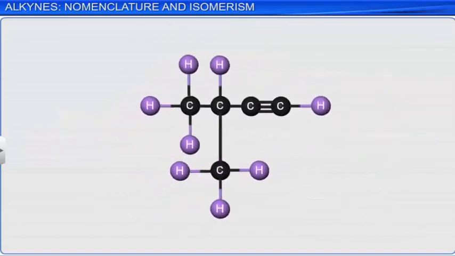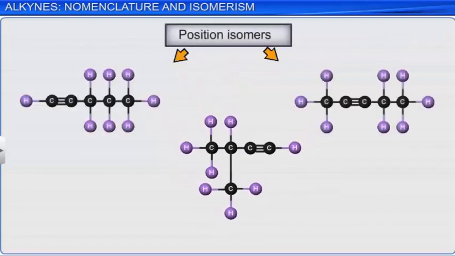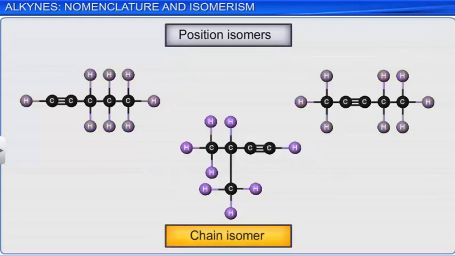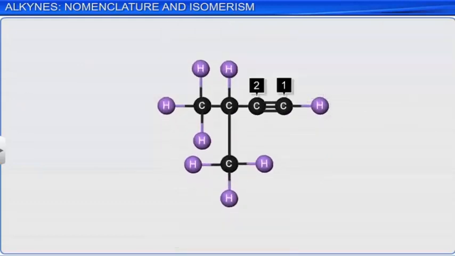Let's see if we can arrange the atoms in a different way to get another structure. You can see that we got a chain structure of the same compound. Such a structure is known as a chain isomer. In this structure, the position of the triple bond is 1. Therefore, the name of the isomer will be 3-methyl-but-1-ine.